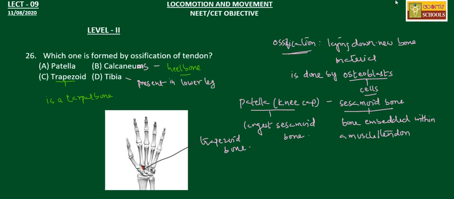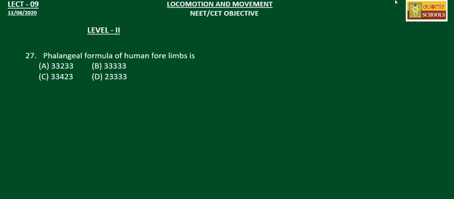Which one is formed by ossification of tendon? With this information we come to know that the patella, as I told, is a sesamoid bone, a bone embedded within a muscle or a tendon, and this is formed by the process of ossification. So the right answer is A option, that is patella. So the next question, the phalangeal formula of human forelimb.